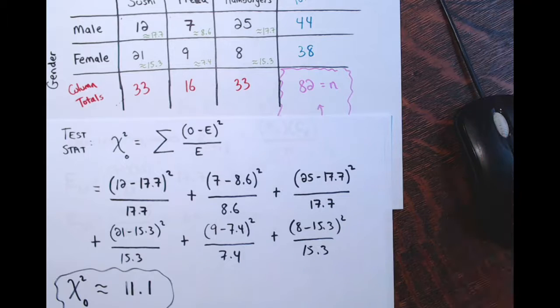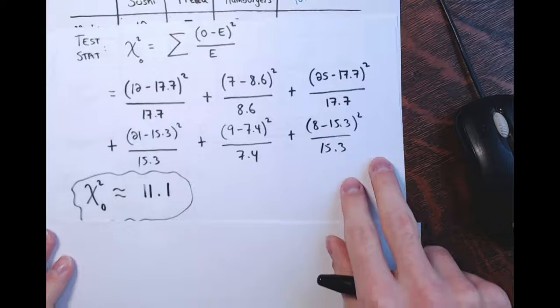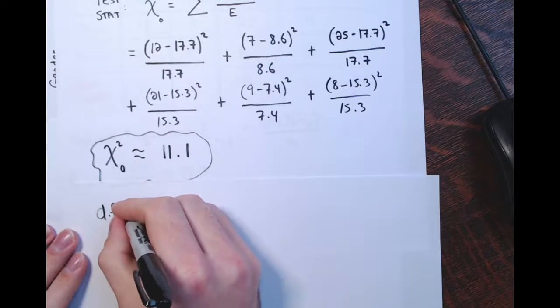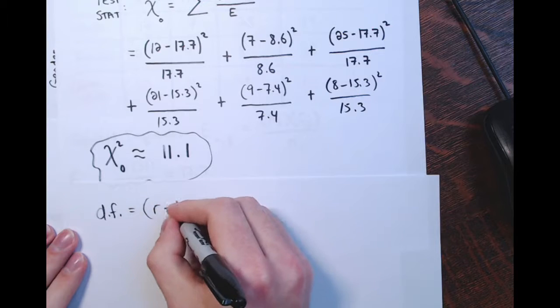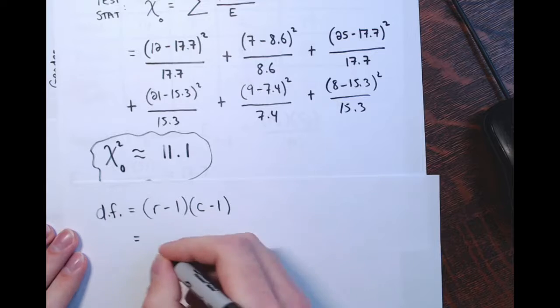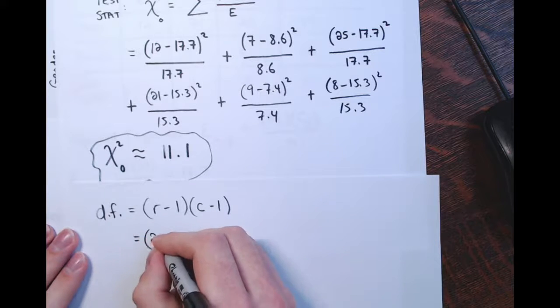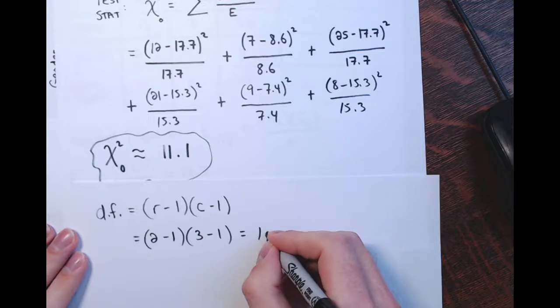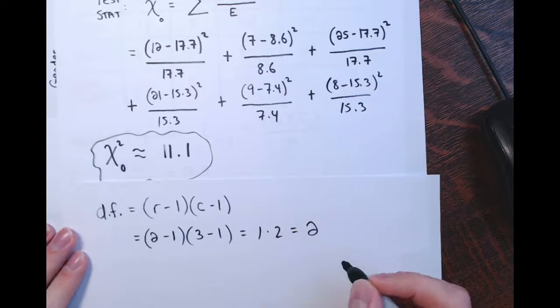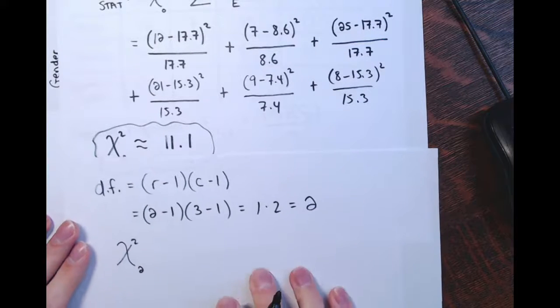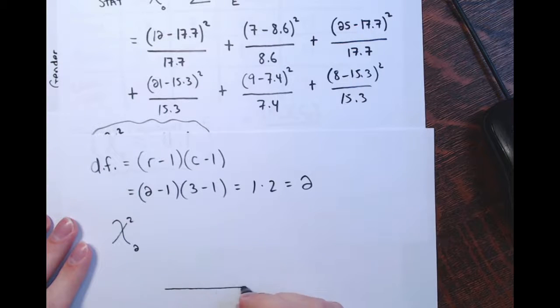Back to the paper. So it was mentioned earlier, the number of degrees of freedom for the chi-squared test was the number of rows minus 1 multiplied by the number of columns minus 1. For this table, there were 2 rows and 3 columns, so this is just 1 times 2. So we're looking at the chi-squared distribution with 2 degrees of freedom, and I'll draw a little picture of that.